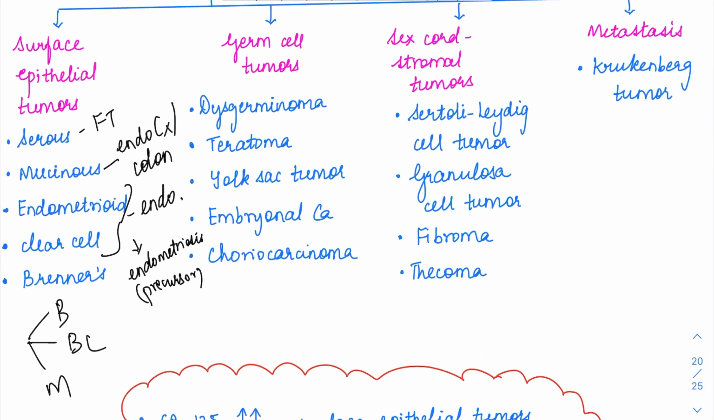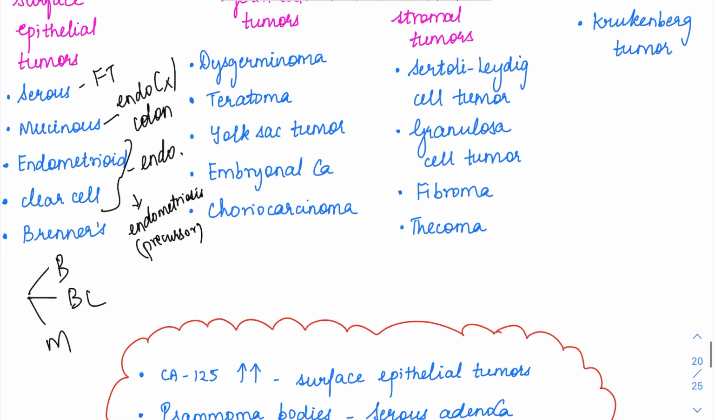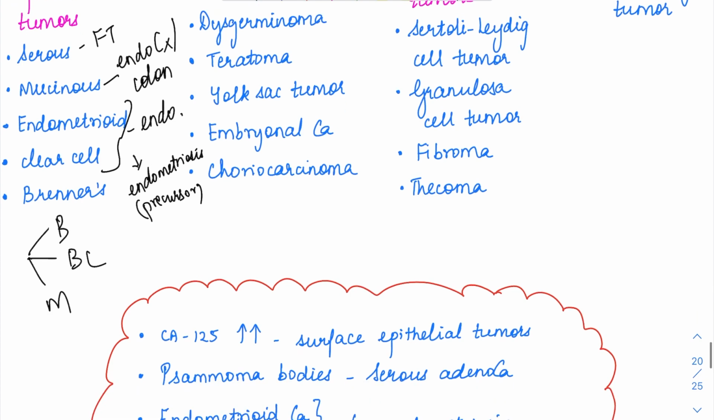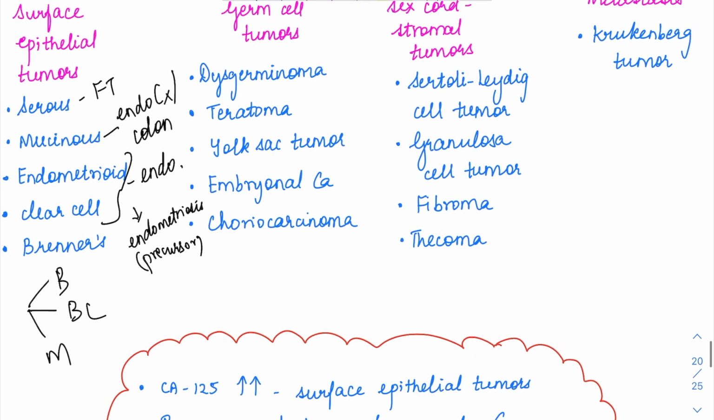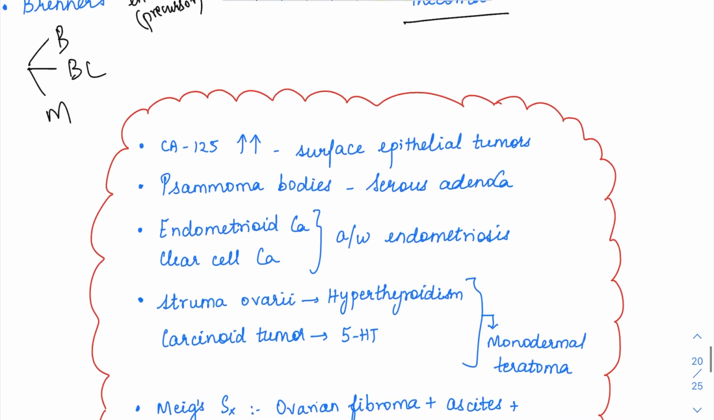Then we have various germ cell tumors. Dysgerminoma, again I told you, is going to be the counterpart of seminoma in the testis. Then you have teratomas, which again we had discussed. Then yolk sac tumors, embryonal carcinomas, and choriocarcinoma. So, all of this we had discussed in testicular tumors, so I'll not be repeating this again here. So, in sex cord stromal tumors, we have certainly Leydig cell tumor, then granulosa cell tumor, then fibromas and thecomas. Then in metastasis, we'll be discussing Krukenberg's tumor.